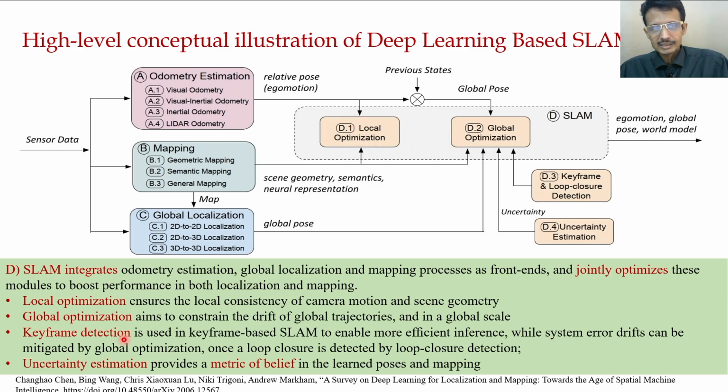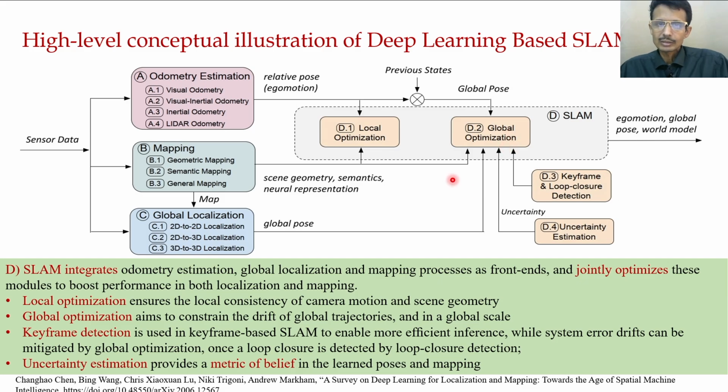So keyframe detection is another: not all the frames matter. Most of the frames in a very near vicinity are basically redundant. So some frames are very important. That keyframe detection is used by keyframe-based SLAM to enable more efficient inference, while system error drifts can be mitigated by global optimization once the loop closure is detected by the loop closure detection.